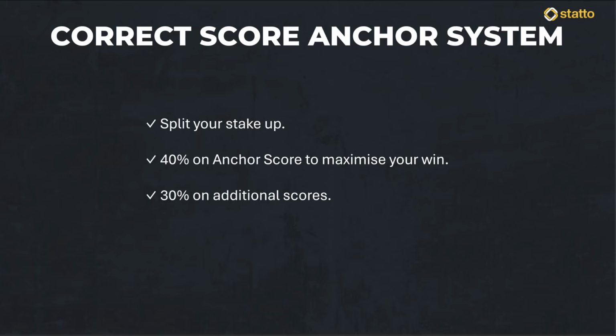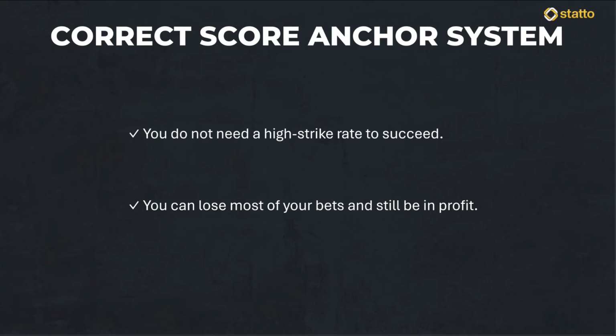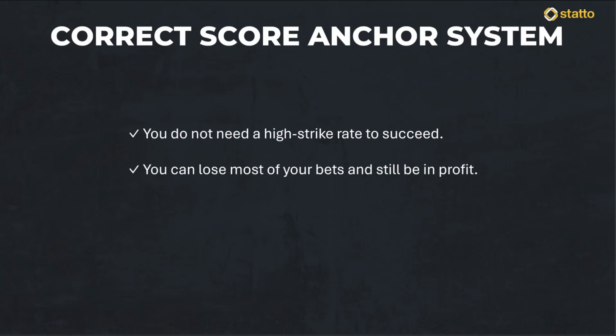The idea being, with correct score betting, that you're not just betting on one score and hoping. You are betting on a score, and if you get close to it, you can still win. So that is the system there, and you do not need a high strike rate to succeed. You can actually lose most of your bets and still be in profit with the anchor system, and it is a system that allows you to catch big winners, like at odds of 8 to 1 or 9 to 1.